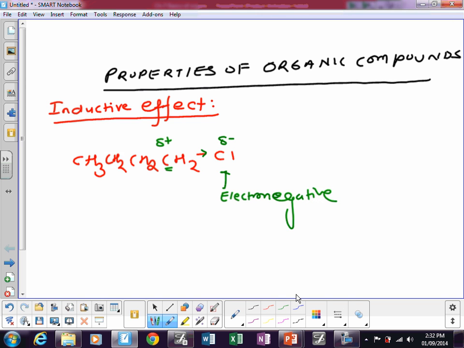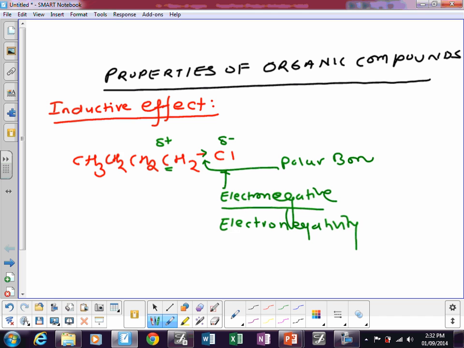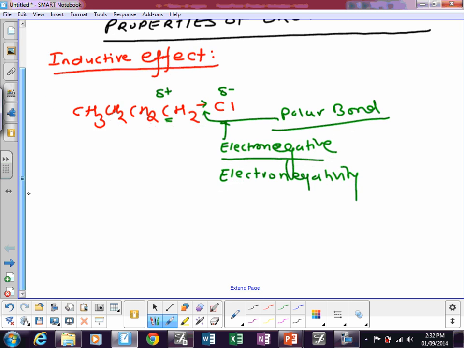Is this understood? Inductive effect is not this. This is called electronegativity, or we do call it a polar bond that is taking place over here. About polar bond we have learned in chapter number 3. But right now we will teach you something else.